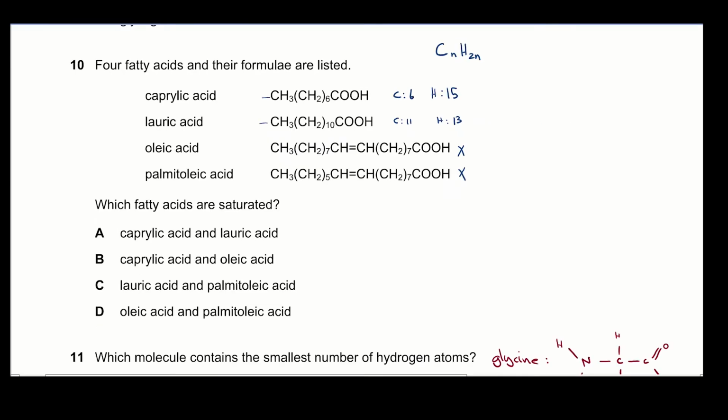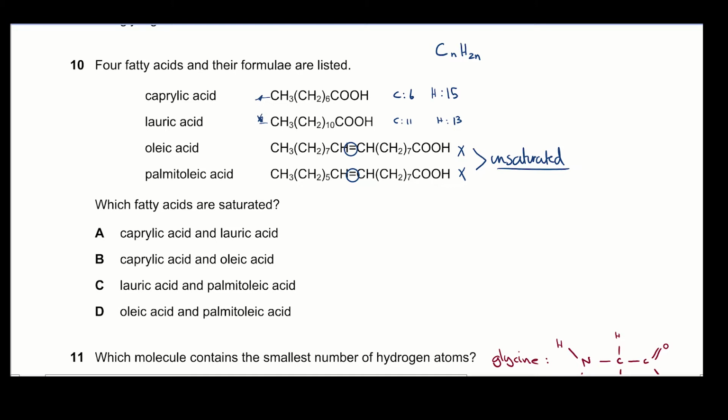Number 10. Four fatty acids and their formulae are listed. Which fatty acids are unsaturated? So first of all, here we could see two double bonds. So we know that both of these are going to be unsaturated. Therefore, we know that these options are going to be incorrect. Now we have to check whether these two are saturated or unsaturated.